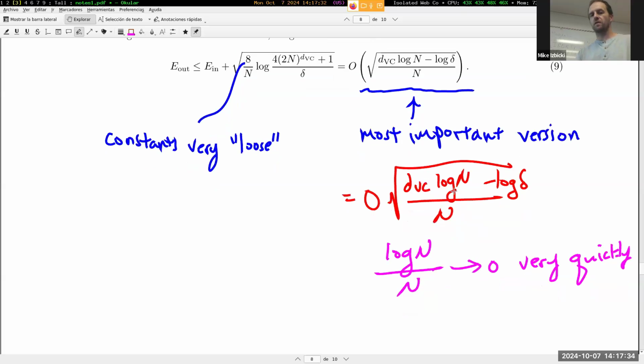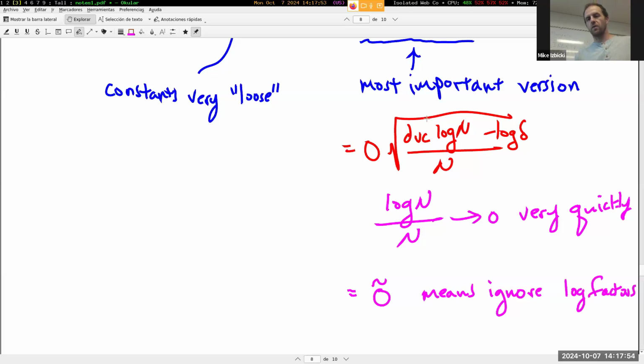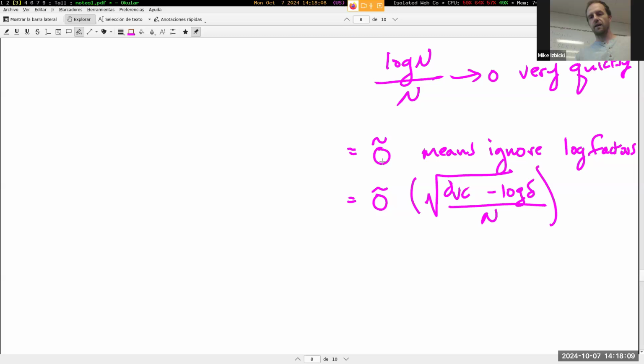And so it's common for us to ignore the log factor and just think without the log factor here. You'll sometimes see people write O tilde like this. O tilde means ignore log factors. And so this statement up here in big O notation is equal to O tilde of square root of d VC divided by n, minus log delta, like that. And this is what I actually remember and what I actually use in practice.